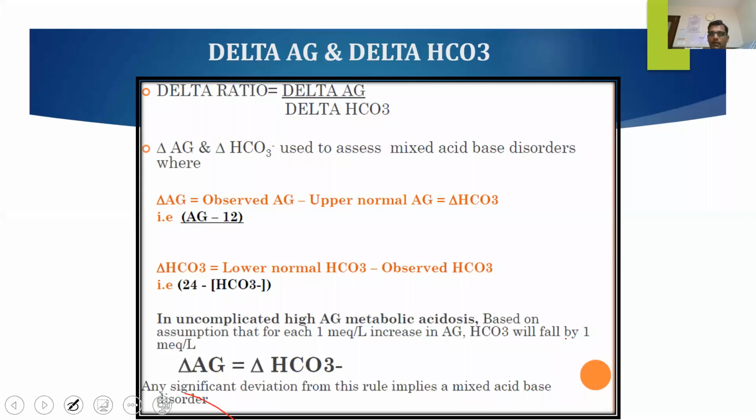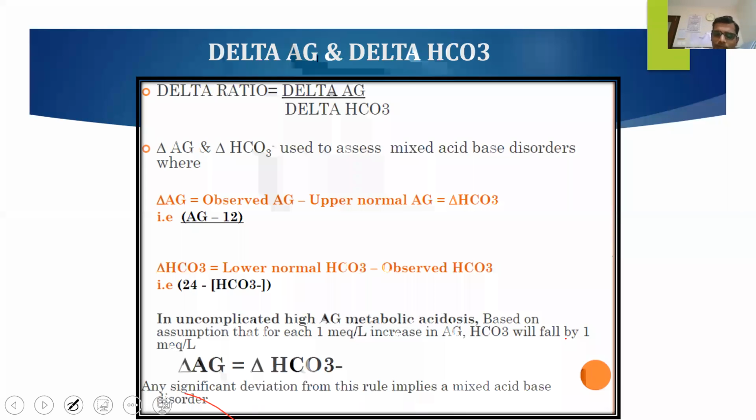The commonest clinical scenario is diabetic ketoacidosis. Initially the anion gap will be very high. We start correcting it. Gradually the blood sugar starts improving, ketones become negative, but the acidosis persists. Because of the excess chloride-containing fluid we are giving, the patient develops a normal anion gap acidosis. Unless you look for the delta ratio, you won't understand why there is a hidden normal anion gap.